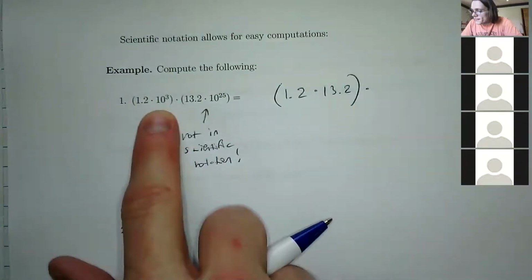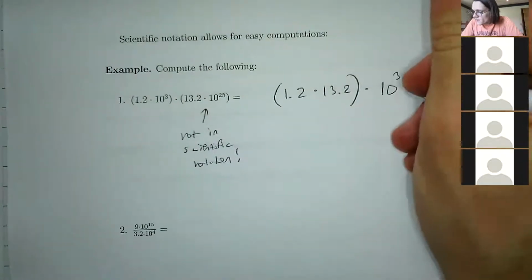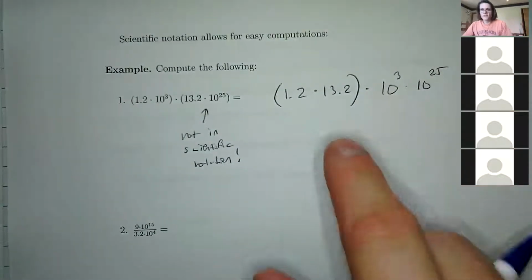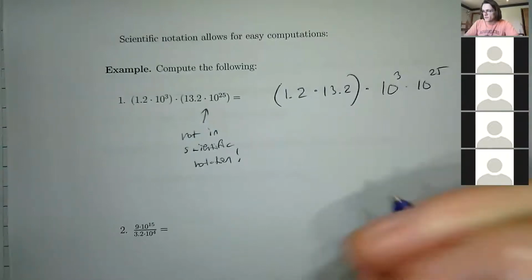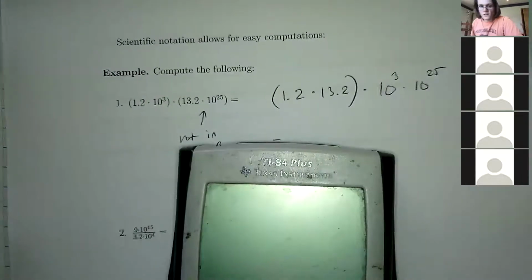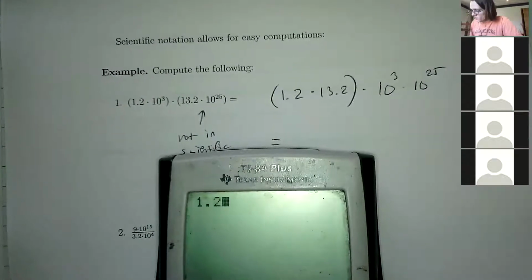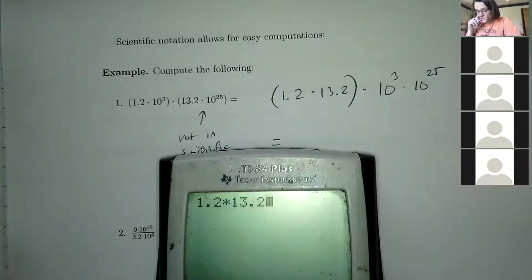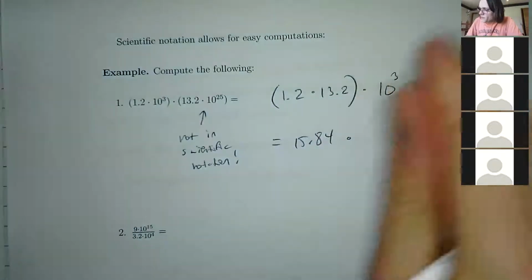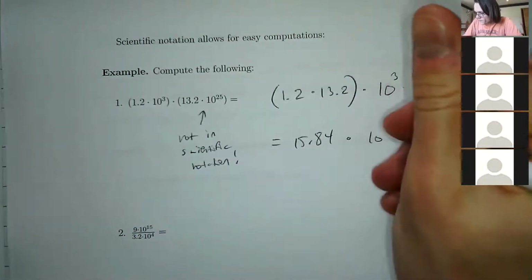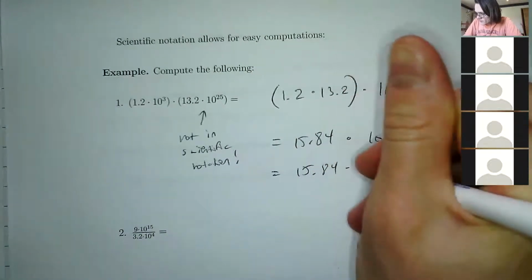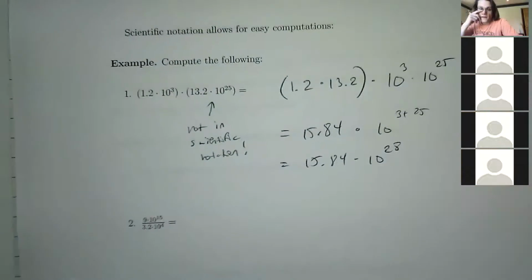Anyway, and then 10 to the 3 times 10 to the 25. And just like I said, when you multiply powers of 10 together, you just add the exponents. So let me do this first. So I'll do 1.2 times 13.2. So I get 15.84, which is whatever. And then times 10 to the 28 now. So it's 3 plus 25. So that's 15.84 times 10 to the 28, right?